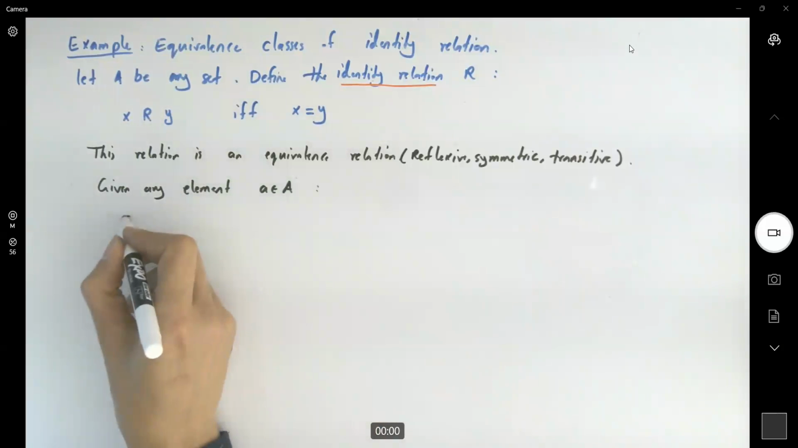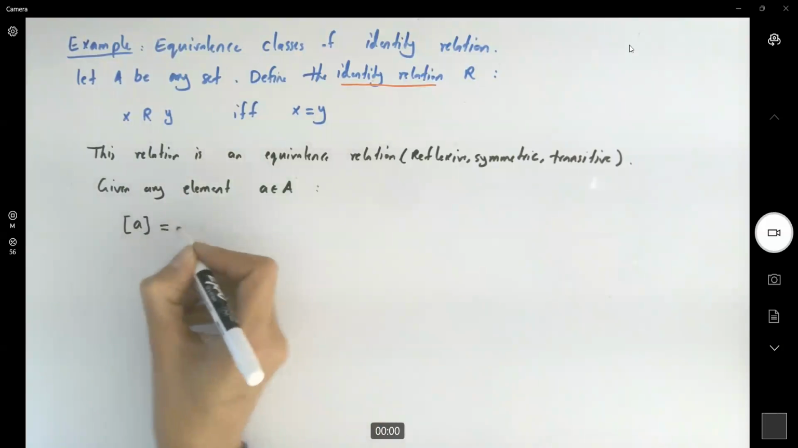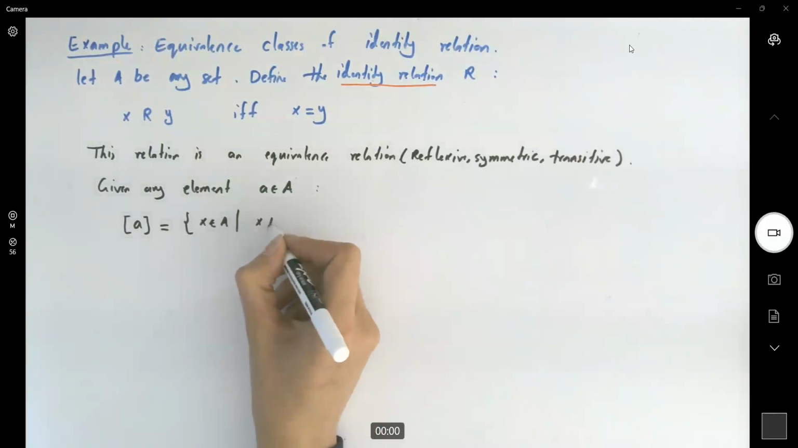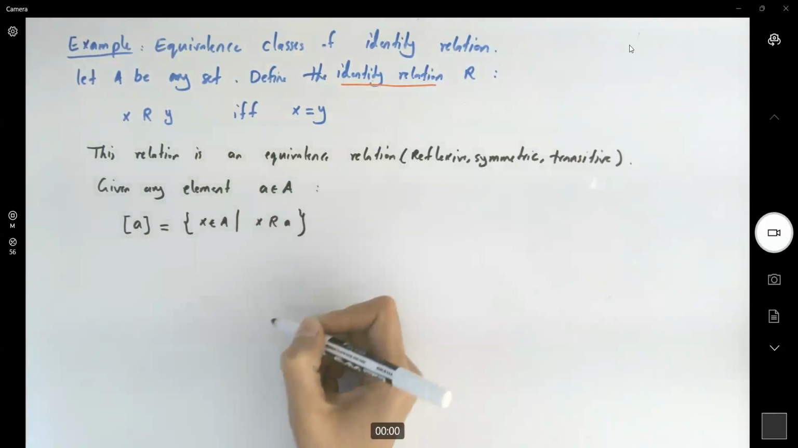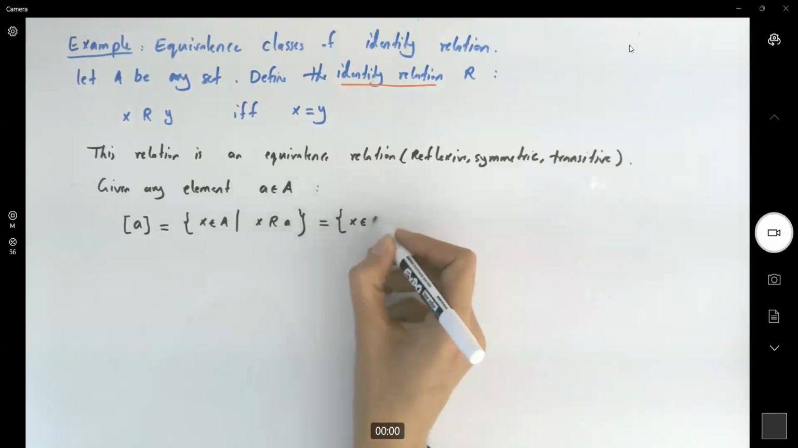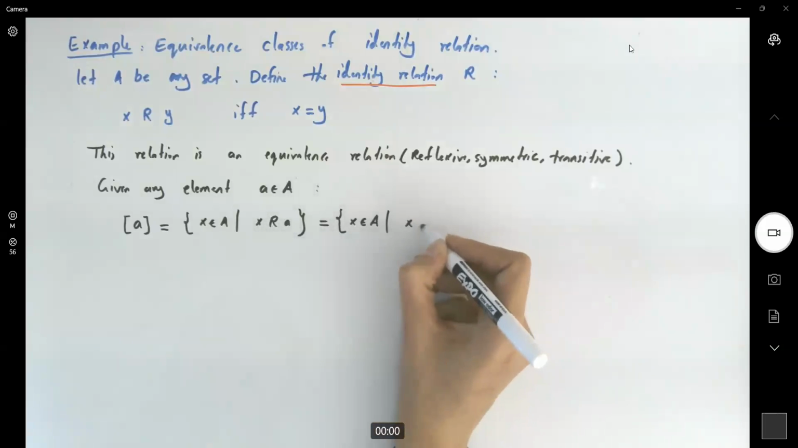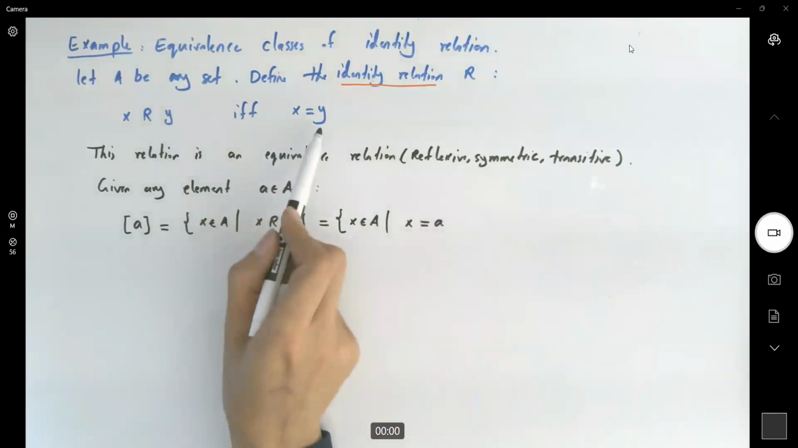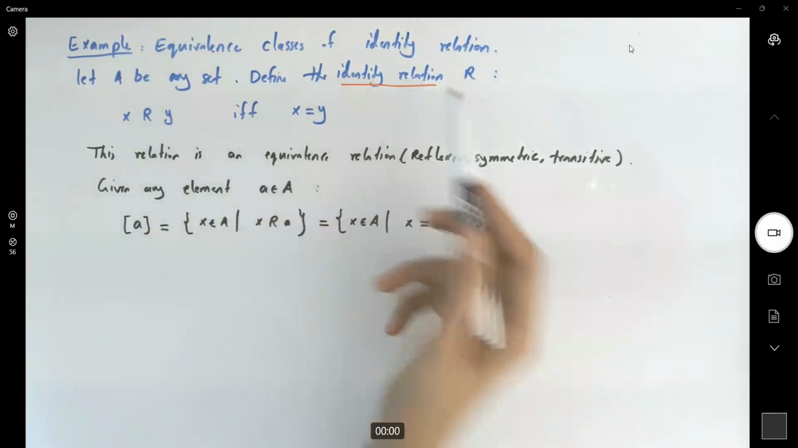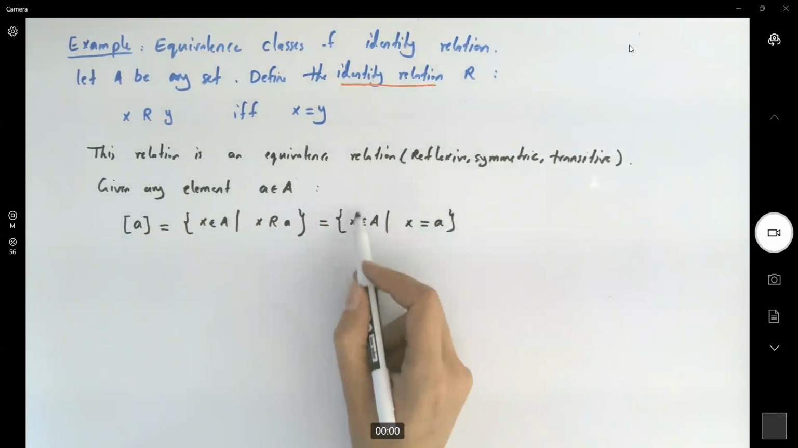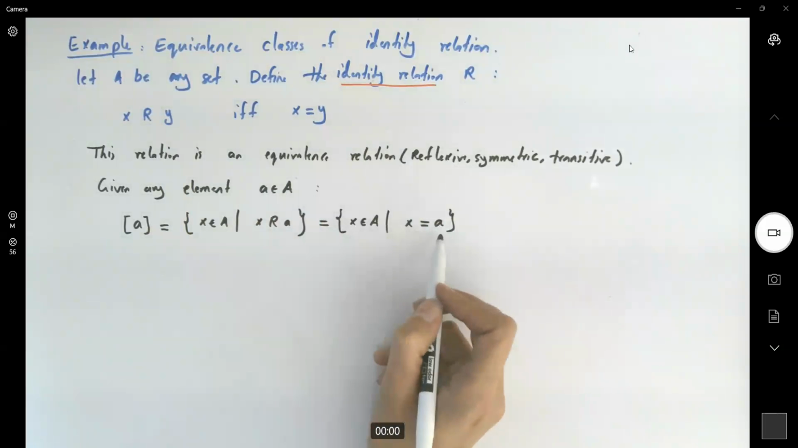So we can define the equivalence class of A. The equivalence class of A is all elements X in set A such that X is related to A. Okay. So what's the meaning of that? It means that we are looking at all elements in set A such that X is the same as A. This relation is equality, the identity relation. So we're looking for all elements in set A that are the same as A.